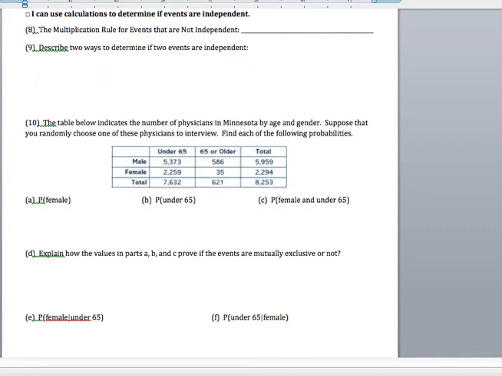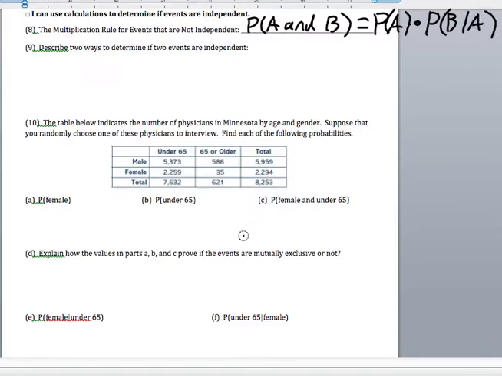All right, guys, let's take a look at 8, 9, and 10. 8 is the multiplication rule for non-independent events. So this tells us that the probability of A and B is equal to the probability of A, times the probability of B given A. Or you can also do probability of B. Actually, let's back that up a little bit.